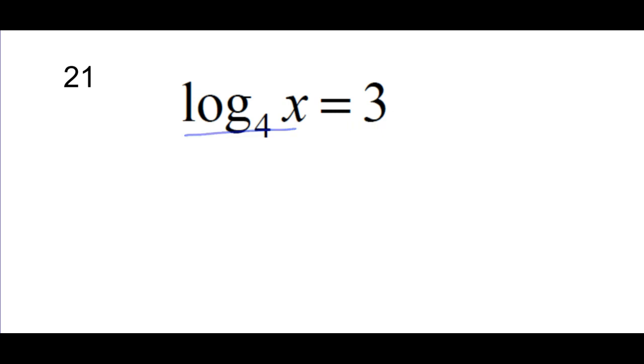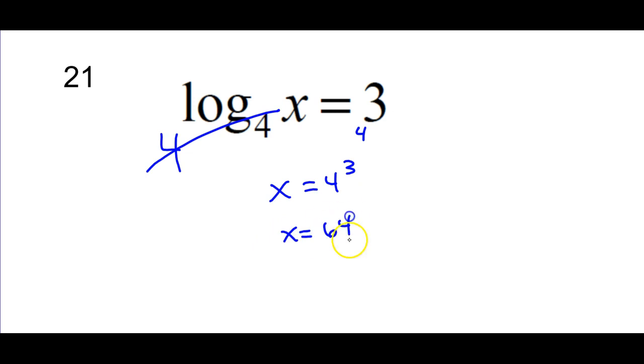So you can do that, and you know that log base 4 and 4 to the x are inverses, so these would undo one another or cancel out, and you'd just get x. And on the right side you'd have 4 cubed. And 4 cubed is 64, so x equals 64.